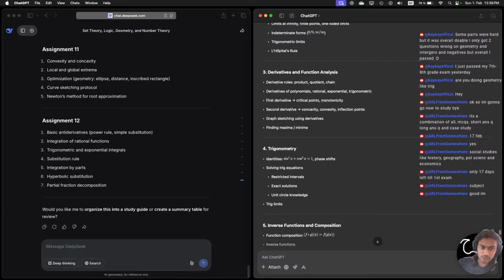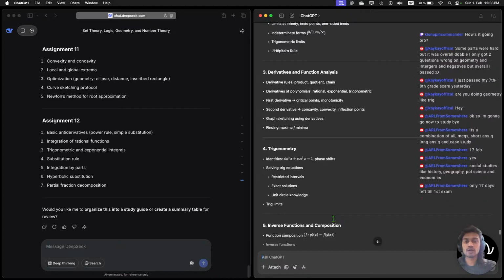Some parts were hard, but it was overall doable. I only got two questions wrong on geometry and integers and negatives, but overall I passed. Hey man, mistakes happen, but personally, for me, understanding the subject is more important than marks. Marks are important, of course, but you gotta understand what you learned. So mistakes don't matter, bro. As long as you know what you're doing, you know how to apply it in real life.